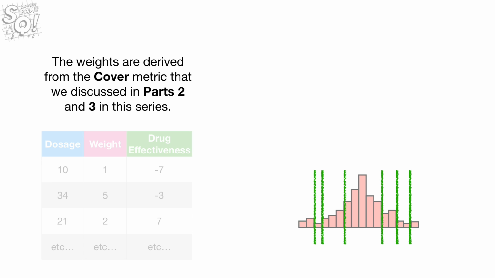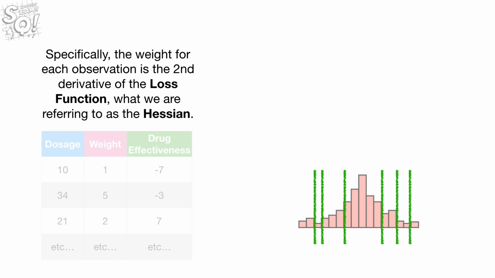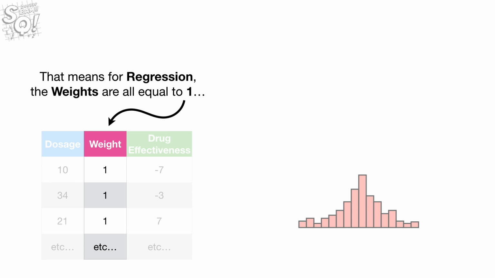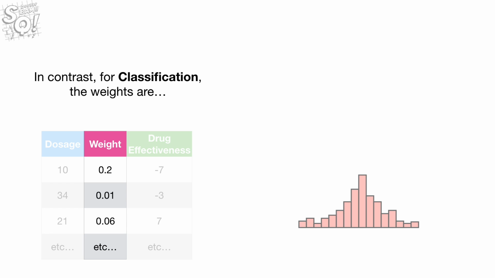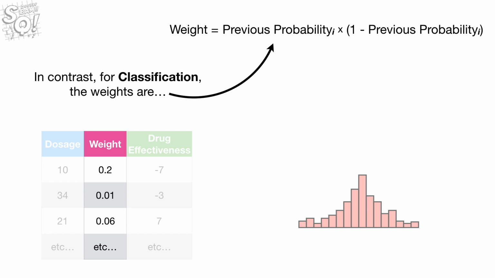The weights are derived from the cover metric that we discussed in parts 2 and 3 in this series. Specifically, the weight for each observation is the second derivative of the loss function, what we are referring to as the Hessian. That means for regression, the weights are all equal to 1. And that means the weighted quantiles are just like the normal quantiles and contain an equal number of observations. In contrast, for classification, the weights are the previous probability times 1 minus the previous probability.